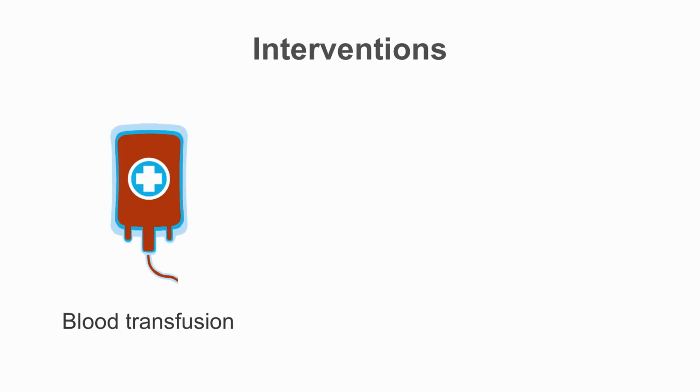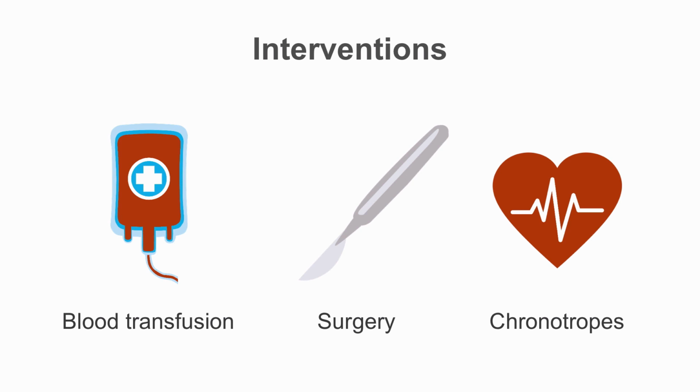In addition to volume replacement, interventions to relieve obstruction or correct causes of bleeding may be necessary. Patients with neurologic injury may require vasopressors or chronotropes, usually after other causes have been addressed.